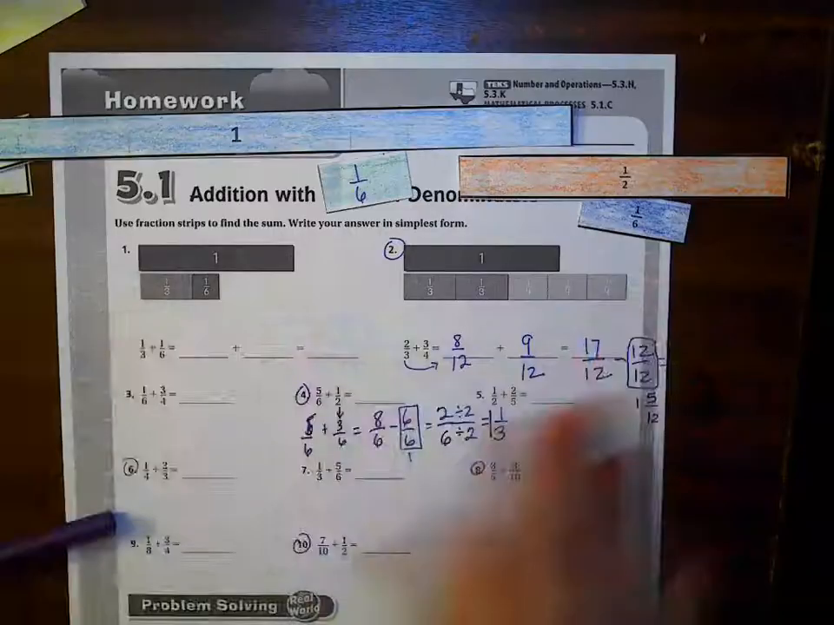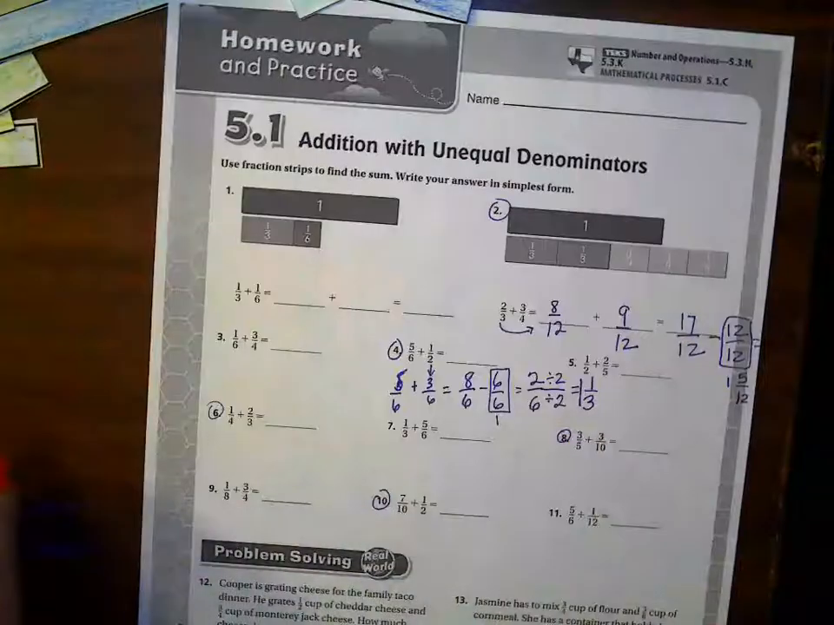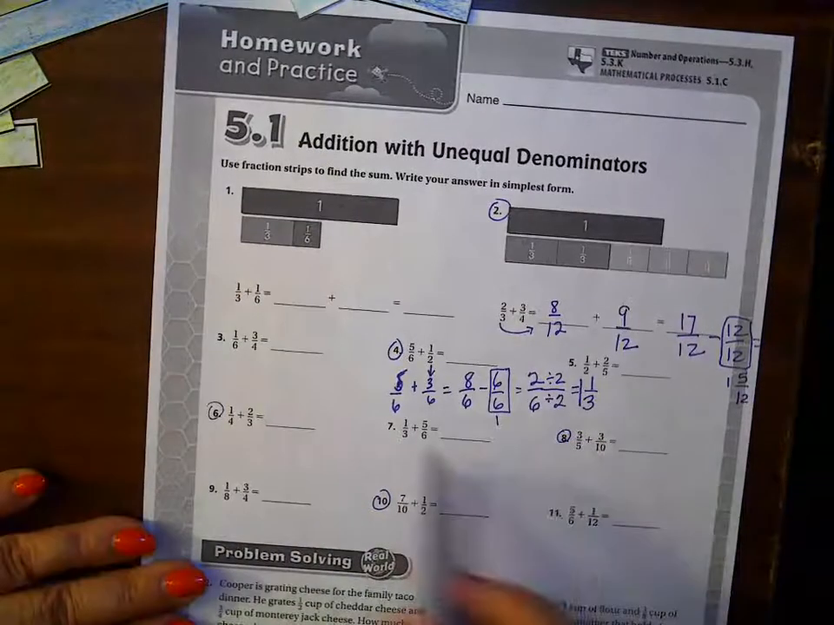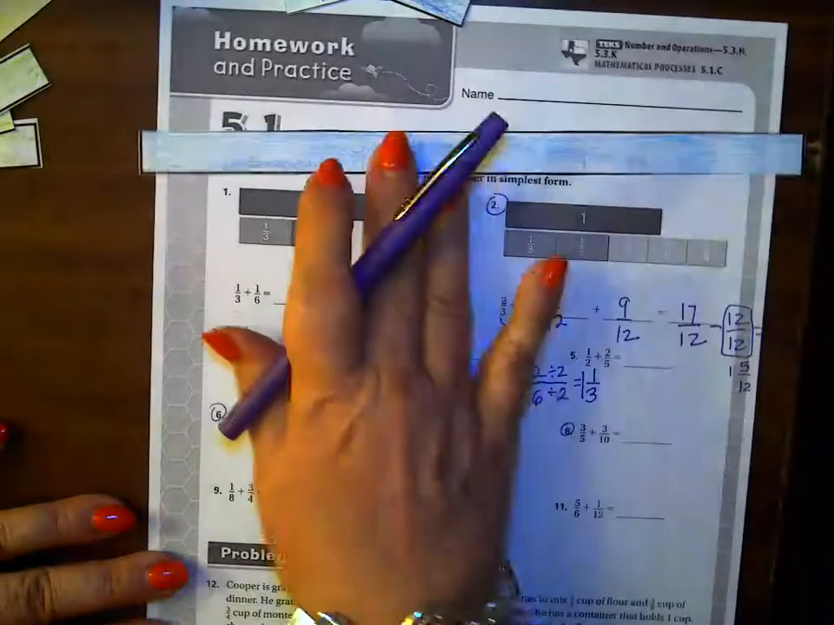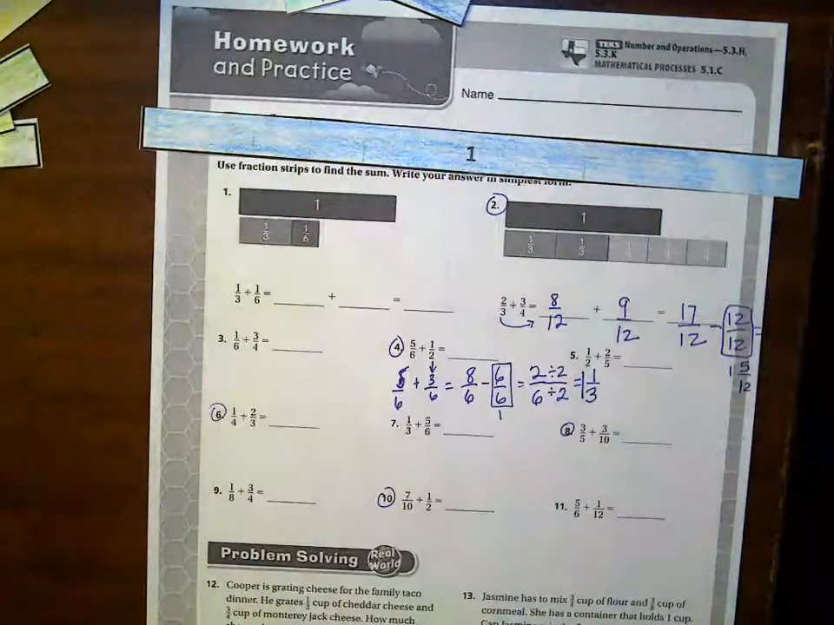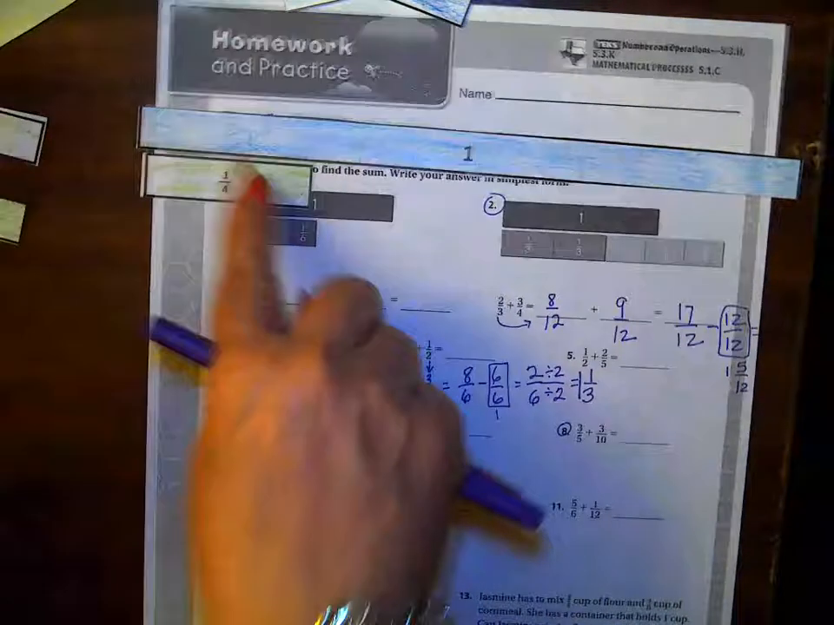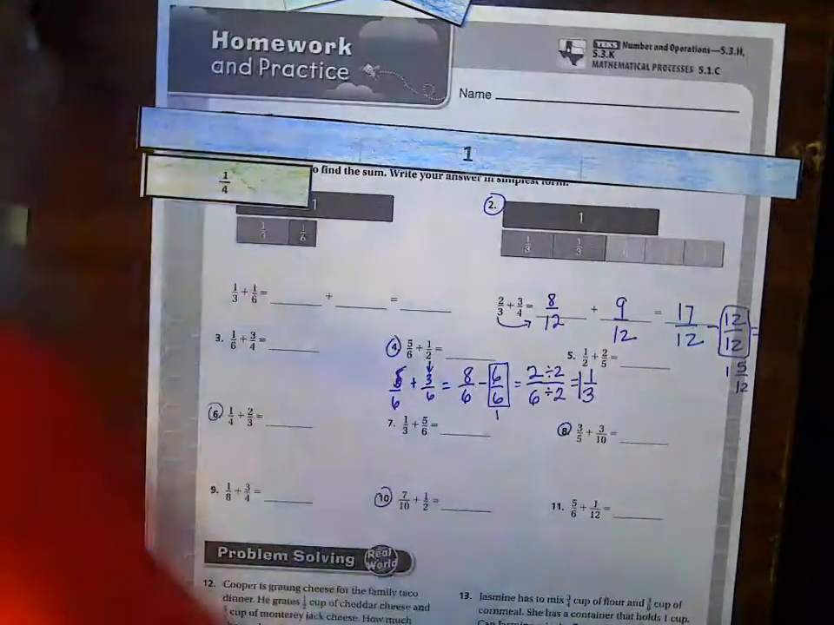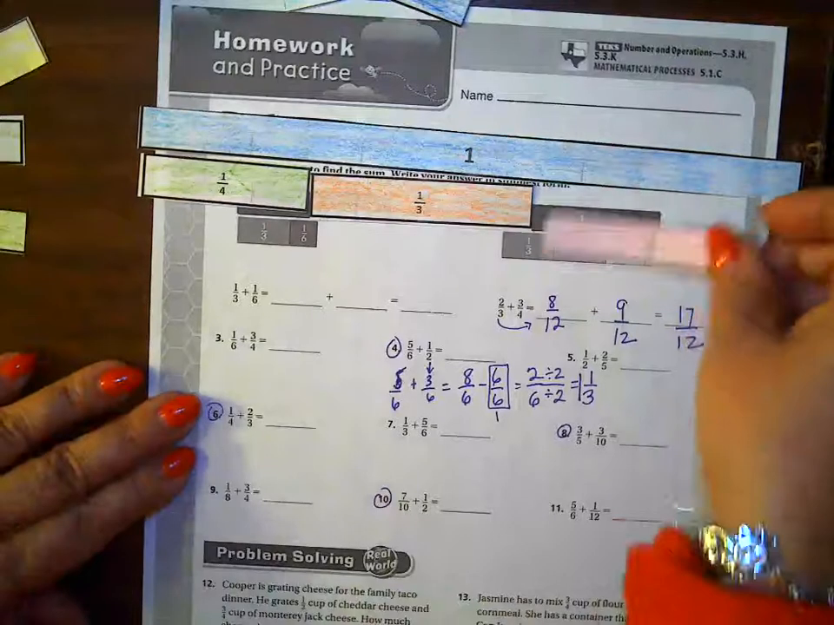Just make sure that you line it. This is why I wanted you to cut these straight. I have 2 different sets in here, so I have to be really careful. We're looking at number 6, 1/4 plus 2/3. I'm getting my benchmark, my one whole. I am going to get my 1/4 and my 2/3. So these are my 1/3 and 2/3.